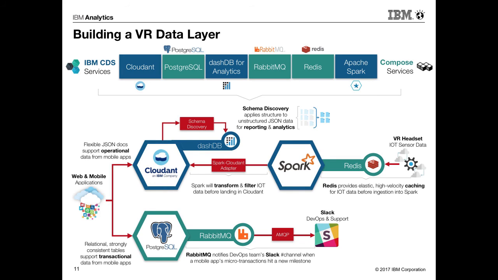This service has a direct line connector directly to IBM Cloudant, which allows us to, again, take that transformed and cleansed data, serve it up either directly to the operational application layer or to the data scientists and analysts that are working within our analytical warehouse, again, taking advantage of that schema discovery process.